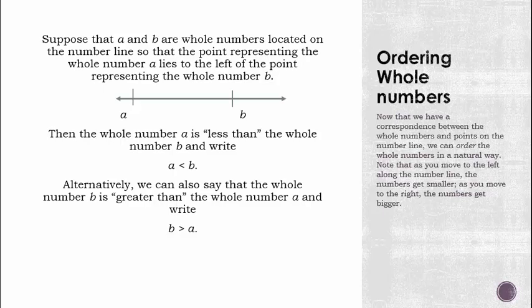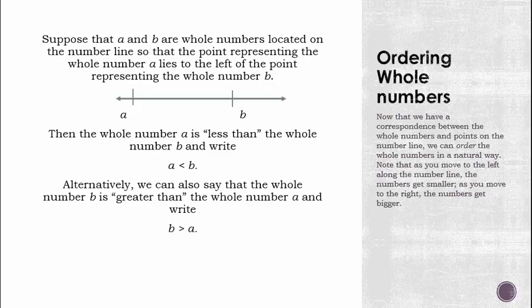What does any of that mean, though? Well, we have a correspondence between the whole numbers and points on the number line, and we can order the whole numbers in a natural way. Note that as you move to the left along the number line, the numbers get smaller. As you move to the right, the numbers get bigger. Okay, so this makes sense. All we're doing is saying whether A is bigger or smaller than B.